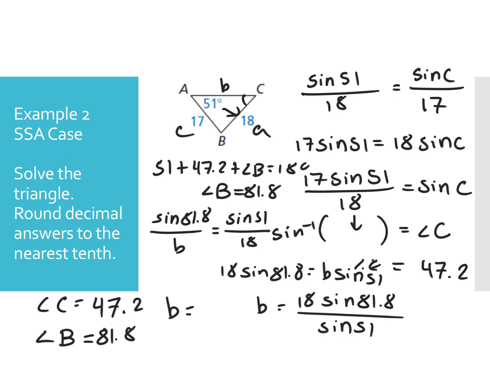So when I plug that in on the calculator, I will get that my side B is 22.9. So we found side B, 22.9. We found both angles, and we are done. We have all three angles and all three sides, so that is how you would solve for this triangle in particular.